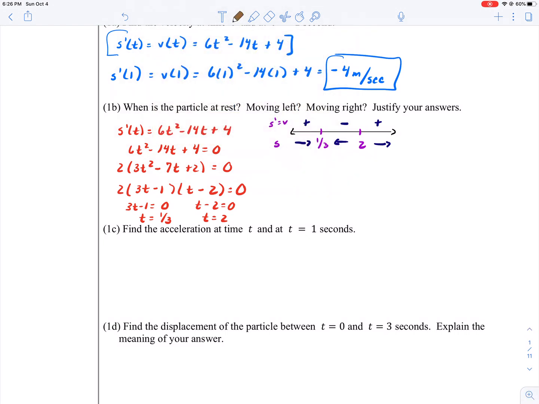So when is the particle at rest? I'm going to do some abbreviating here. Particle at rest at t equals 1/3 and t equals 2. The reasoning is because the velocity is 0, because v of t is equal to 0. You could put s prime, that's okay, but we like to make the connection between those two. So that's my justification for this.